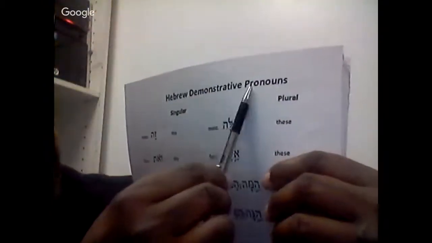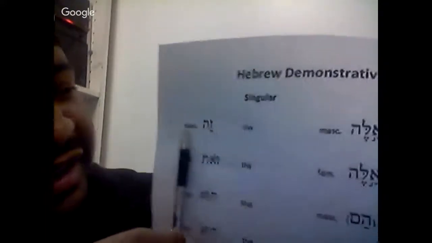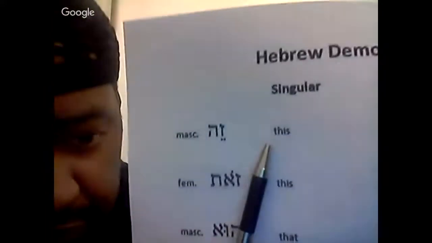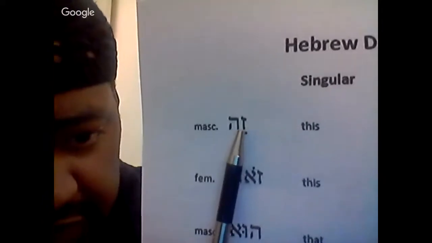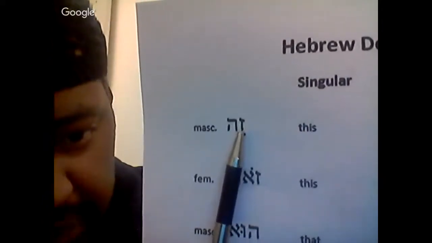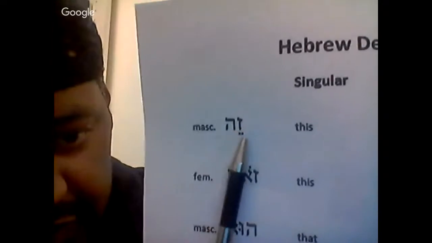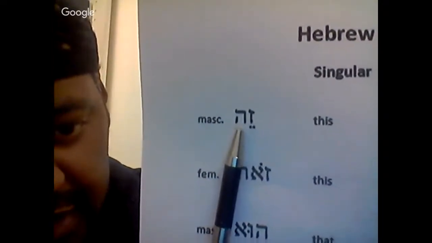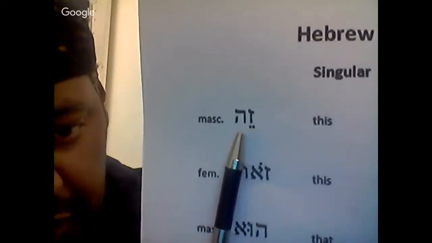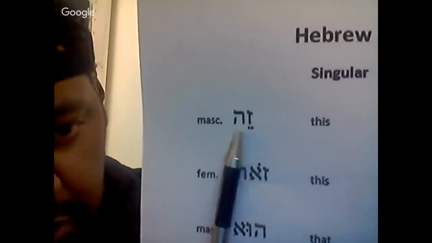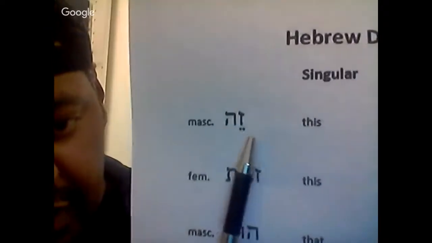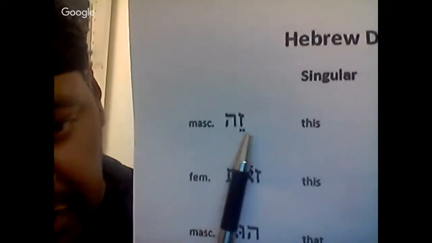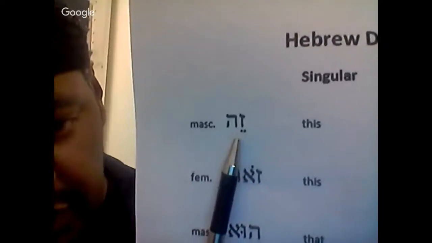Now, we're going to go over this here. Hebrew demonstrative pronouns. Singular, masculine, this. You see this letter here is the letter Zayin, making what sound? Z. This is the tzere, making the A sound. And this is the letter Hey. Ze. Ze. Ze means this. Ze ish. This is a man. Ze tov. This is good.